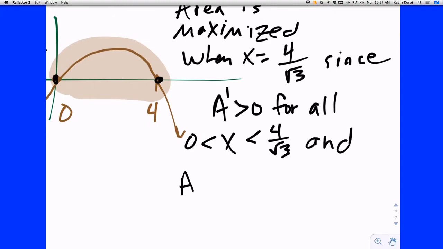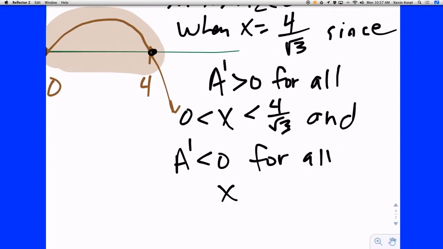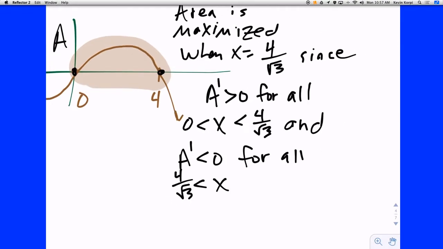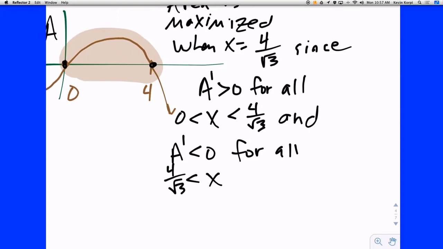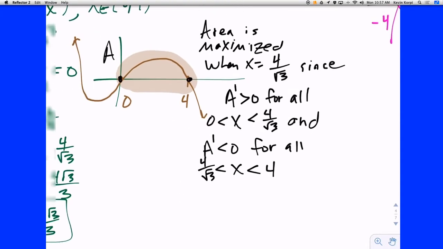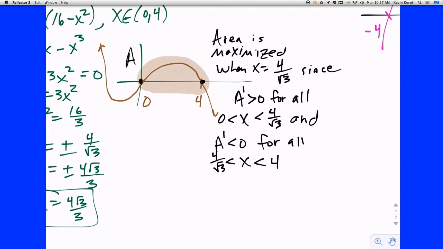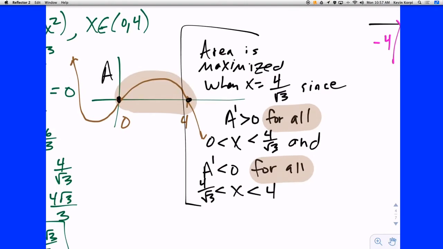And similarly, a prime is less than 0 for all x. You'd have to be careful if you said greater than 4 square root of 3. Although that would be true, you still want to say less than 4 in this case. So essentially, everywhere to the left of the critical value on our relevant domain and everywhere to the right of our critical value on the relevant domain, our slopes are positive and negative respectively, which makes it now a global argument. The words for all turn it from a local argument to a global argument. So if you did have to justify, that's what you would write.